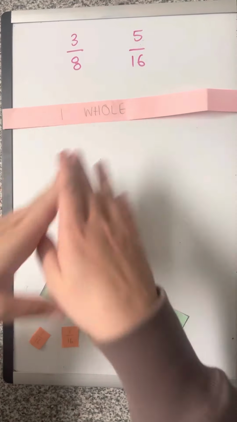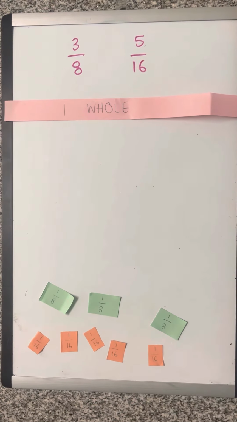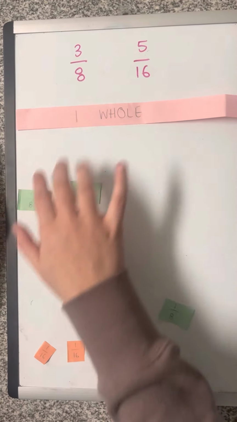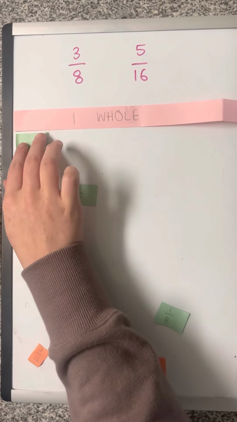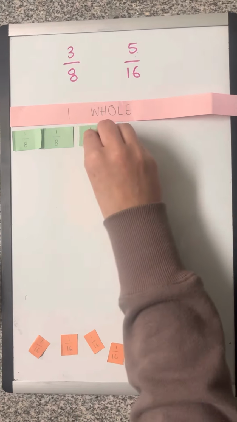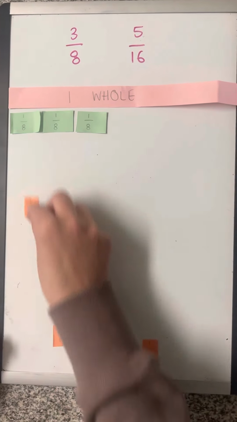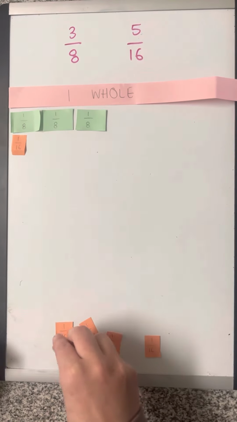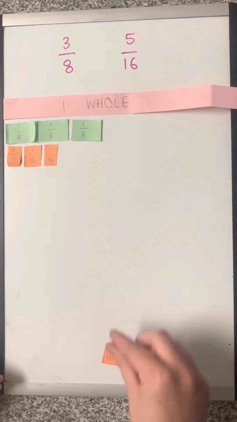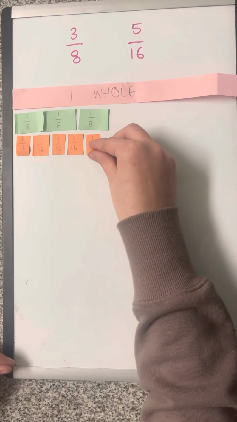In the essence of comparing, I have our whole here just so we can continue to see which of these is closer to a whole. So let's start with our 1/8 pieces. We have three of them, 3/8. So I have 1/8, 2/8, and 3/8. And then let's move on to our next fraction, which is 5/16. I'll go ahead and start lining these up as well. So I have 1/16, 2/16, 3/16, 4/16, and 5/16.